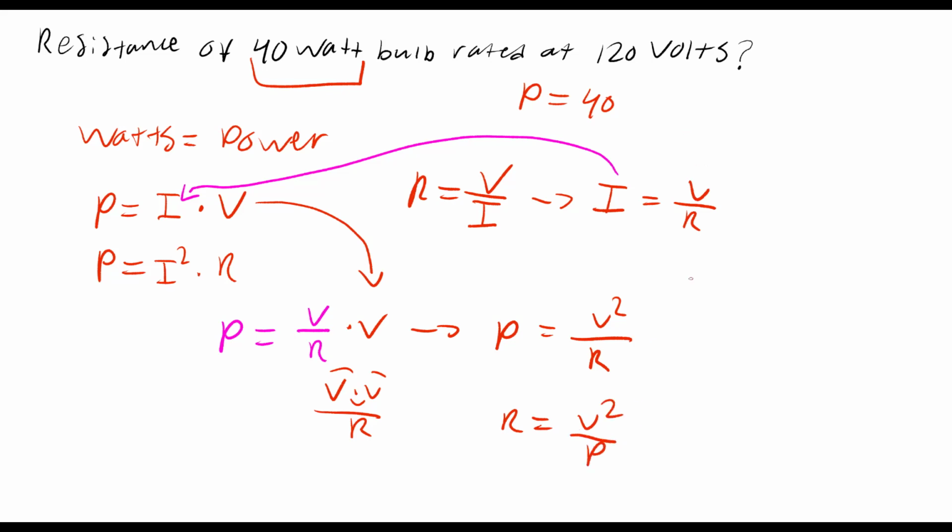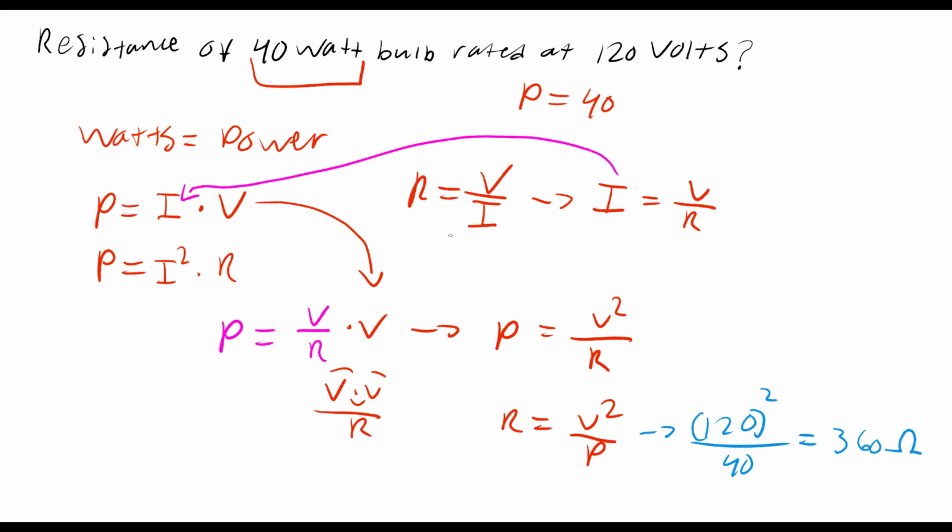V is just the volts. So this gives us 120. We're going to square that, and then divide that by 40. And let's see here, what do we have? 120 squared divided by 40 should give you 360, and it's ohms.